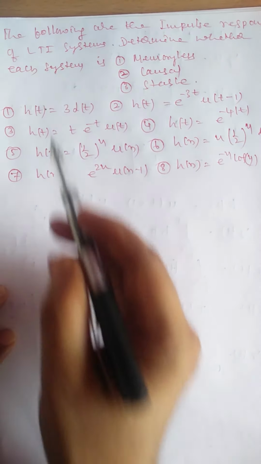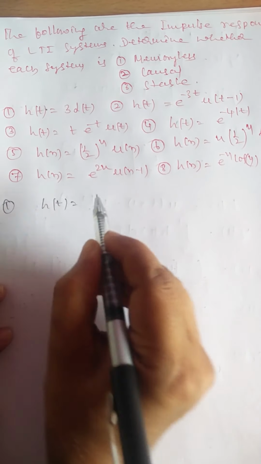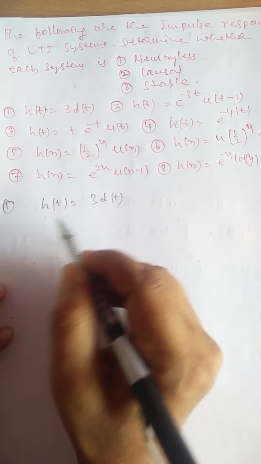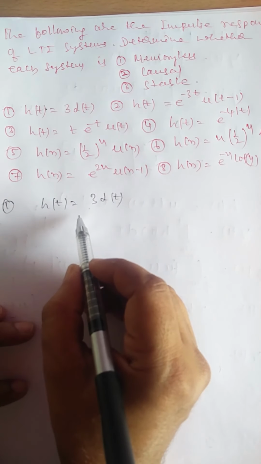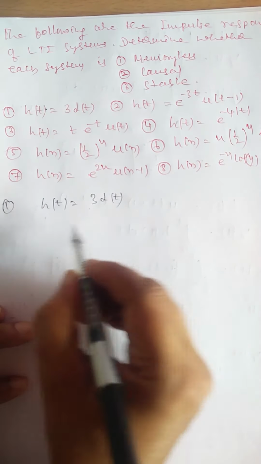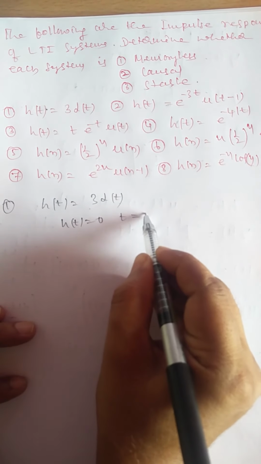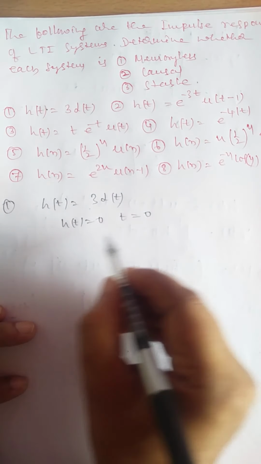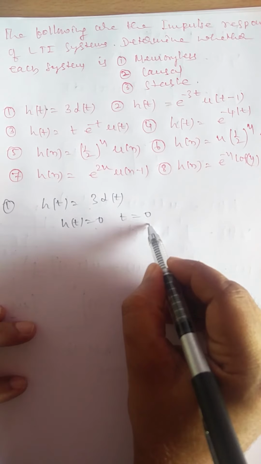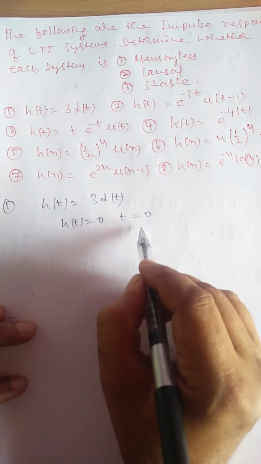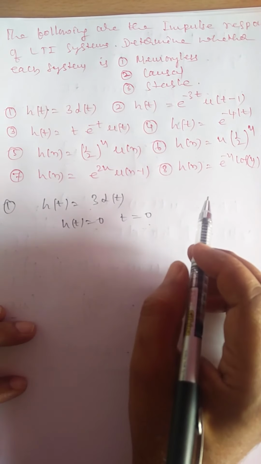That is, the first one is h of t is equal to 3 into del of t. To say it is memoryless, any system is said to be memoryless if it satisfies the condition h of t equals 0 when t is not 0. When this condition is satisfied, the system is said to be memoryless. When this condition is not satisfied, the system is said to be not memoryless, or a memory system.